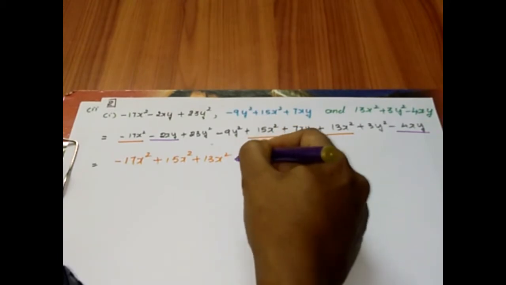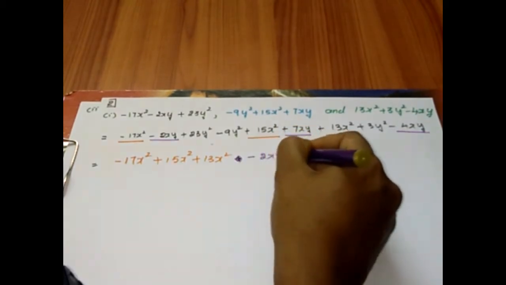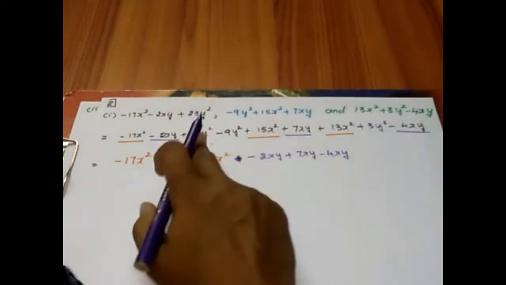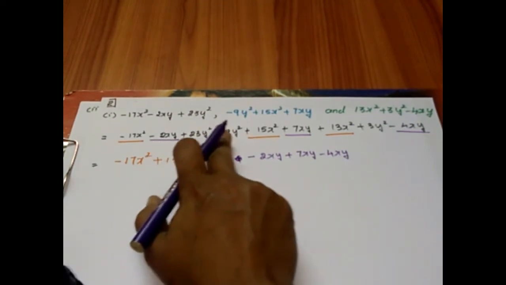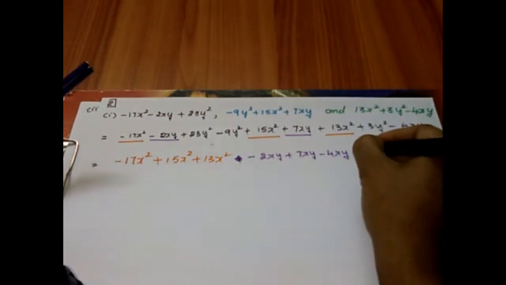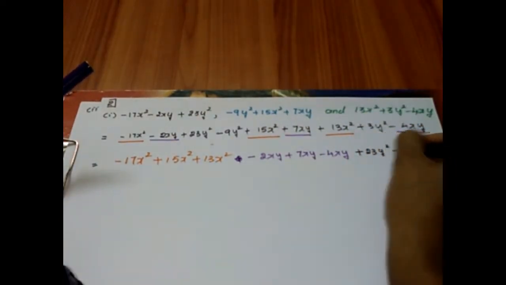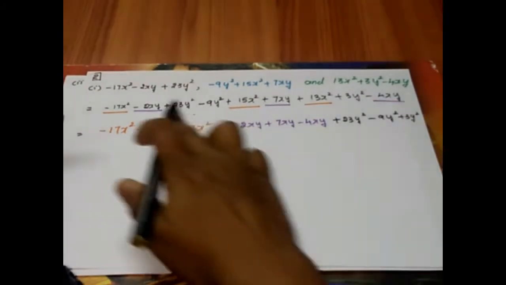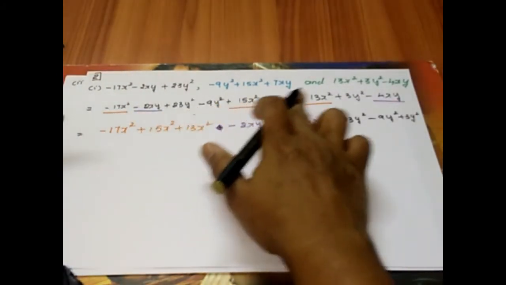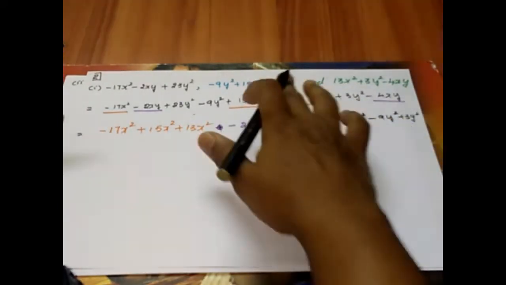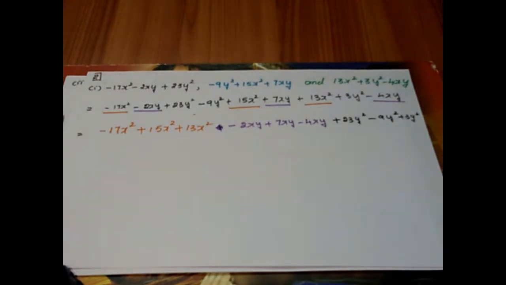So let me write the same. Minus 2xy plus 7xy minus 4xy. And the last group with y square: 1, 2, 3 terms. So let's rewrite the same, that is plus 23y square minus 9y square plus 3y square. So before you proceed with the next step, just check the count of the number of terms. 1, 2, 3, 4, 5, 6, 7, 8, 9. Make sure that you have taken all the terms while regrouping.